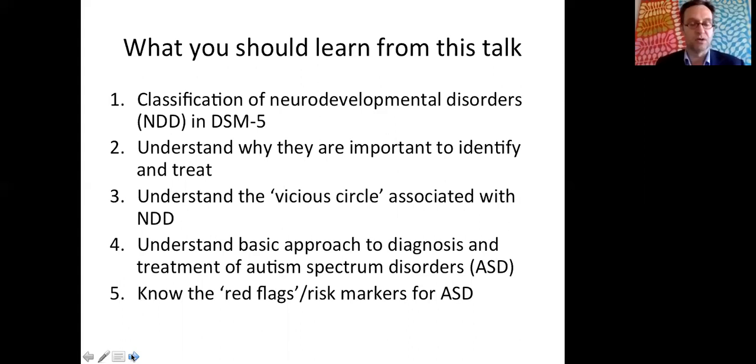I'd like you to have a basic approach to diagnosis and treatment of one of these, broadly of all of them, but in particular of autism spectrum disorders. And so I'll spend a little bit of time just focusing on autism spectrum disorders, or ASD as well. And finally, it will be important for you, regardless of where you may be in the world and what kind of practitioner or non-practitioner you may be, to understand and know the red flags or the risk markers for autism spectrum disorders. So let's jump straight in.